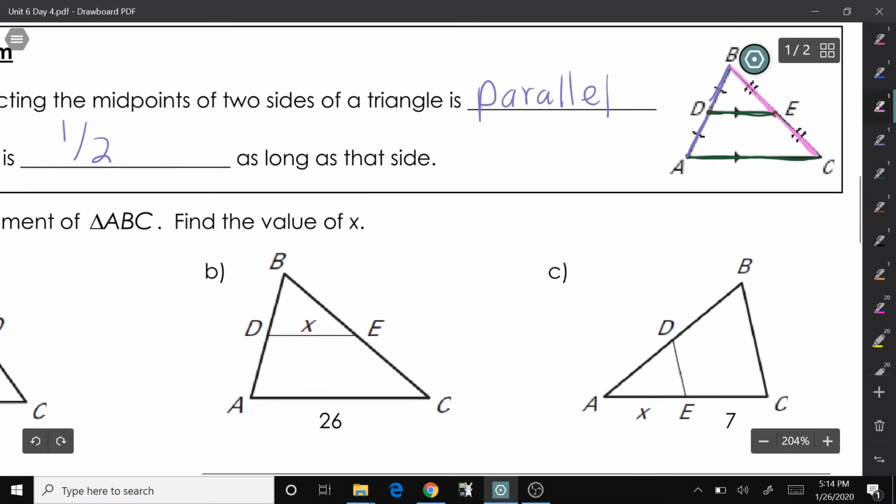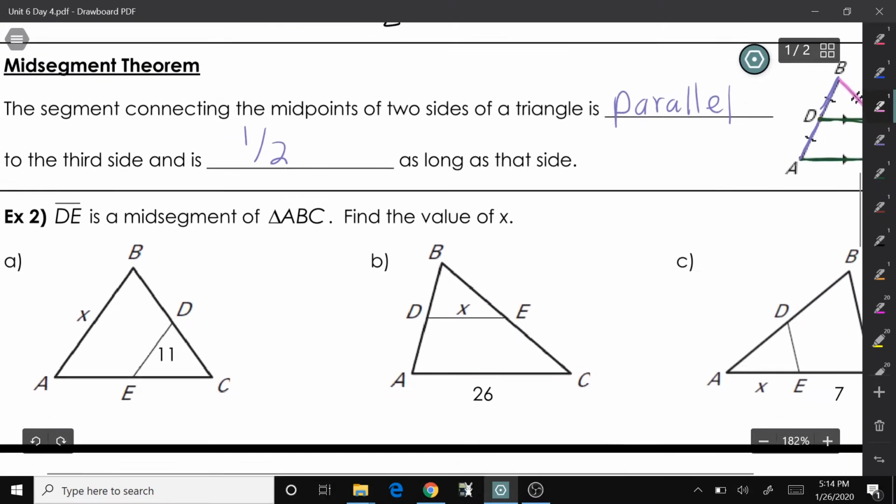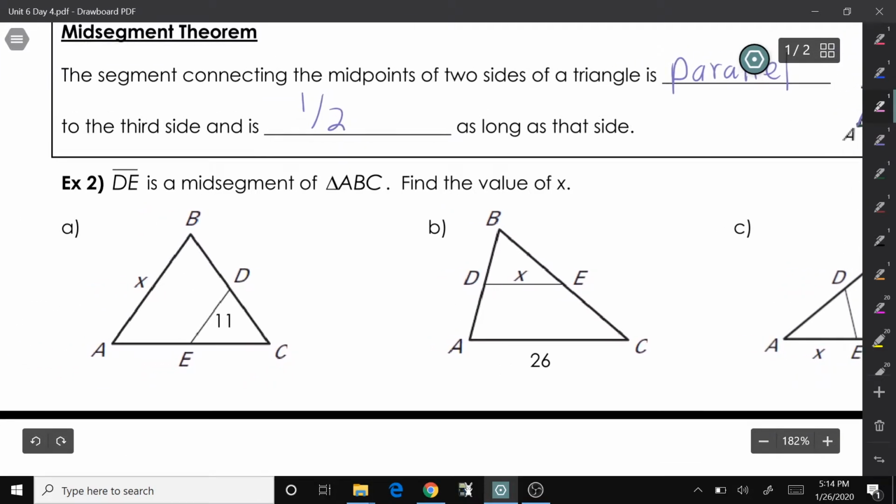We're going to apply that theorem down here. This says DE is the mid-segment of triangle ABC. Find the value of X. All right, so this part's 11, the smaller segment, and this part is X. Well, our theorem says that this side that's 11 is half the size of BA, which is X. So X equals 11 times 2, which means X equals 22.